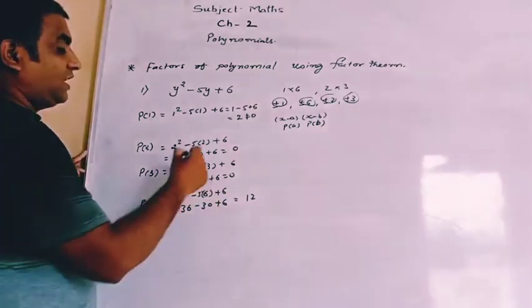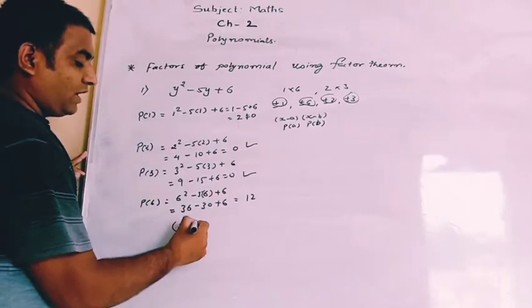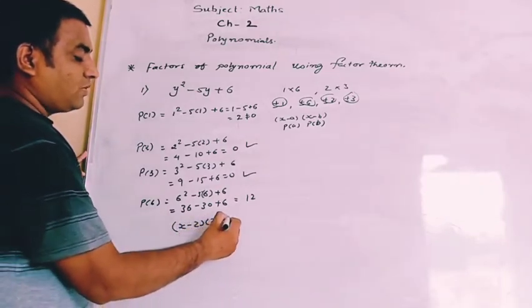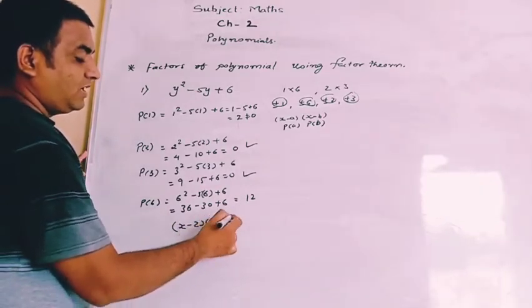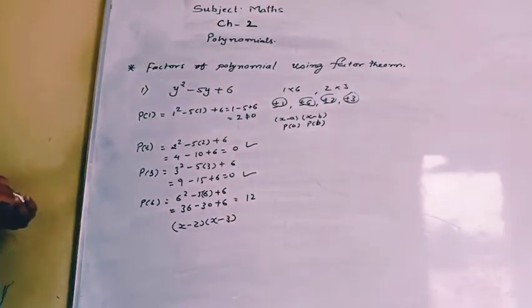So here we can see that P(2) and P(3) give 0, and so x minus 2 and x minus 3 are the factors of y square minus 5y plus 6.